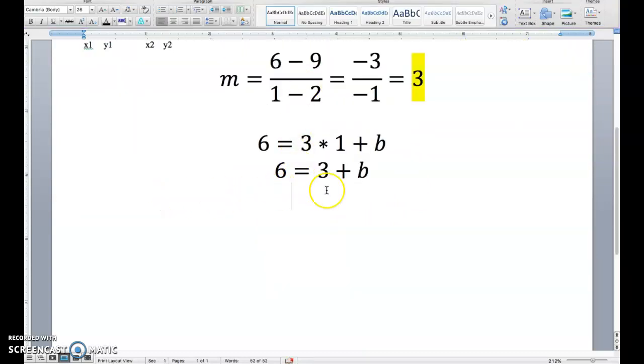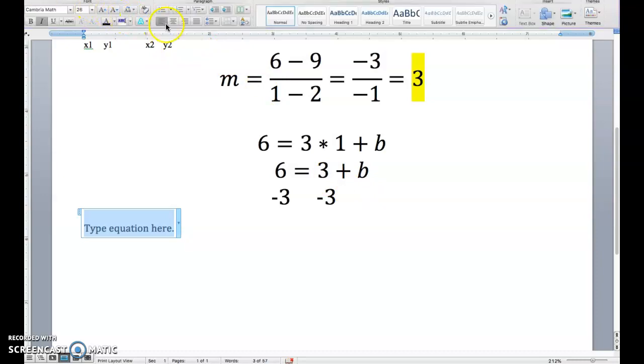I need to undo positive 3 on this side because I want the variables on one side and the numbers on the other. I've got b on this side, and I want to get this 3 off of the right side of the equation. That means I need to undo positive 3, so I need to do minus 3. If I do it on the right side of the equation, I do it on the left side. So subtract 3 on both sides.